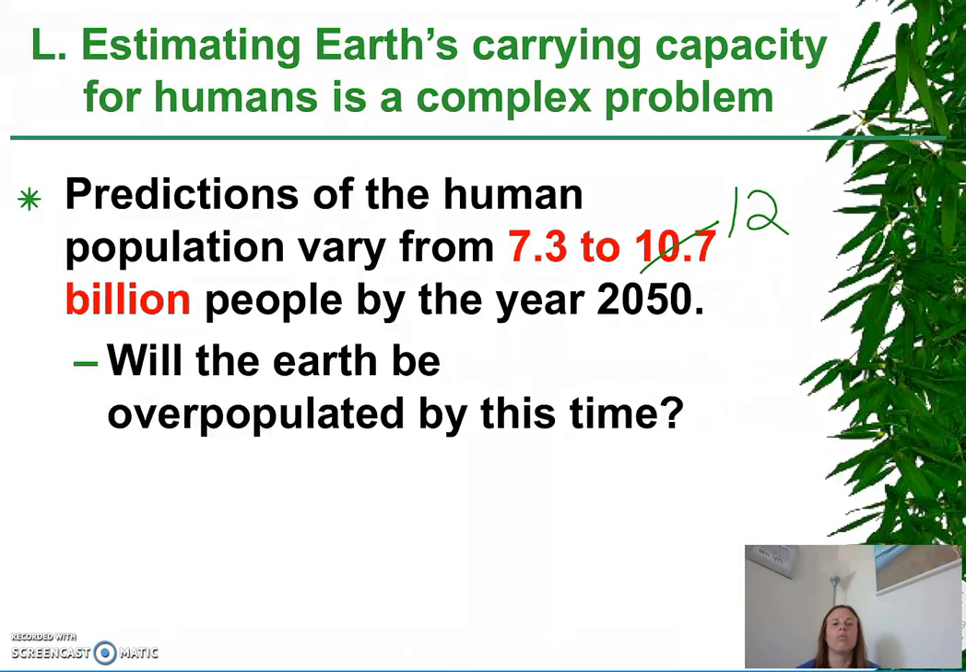As far as when the Earth's carrying capacity is going to be reached, the predictions vary greatly from 2050 all the way to the end of this century, and they range from 7.3 to 10.7 billion, then ranged all the way up to 12. I've even heard 14 billion.